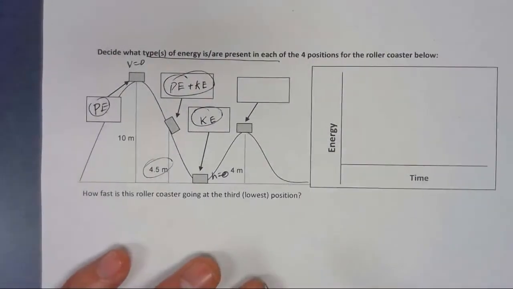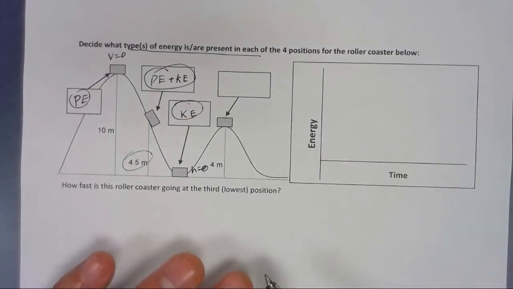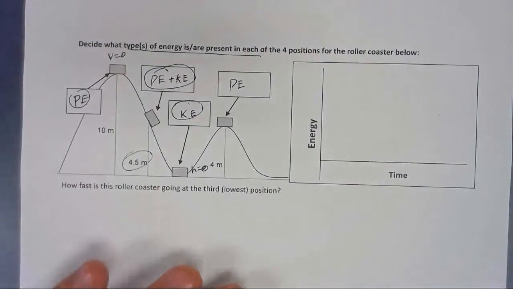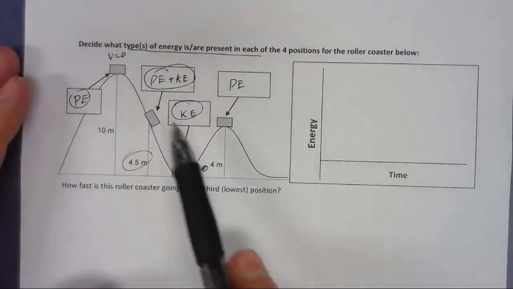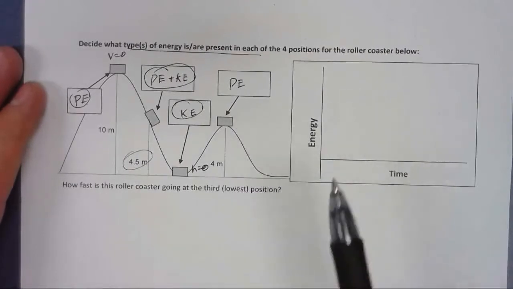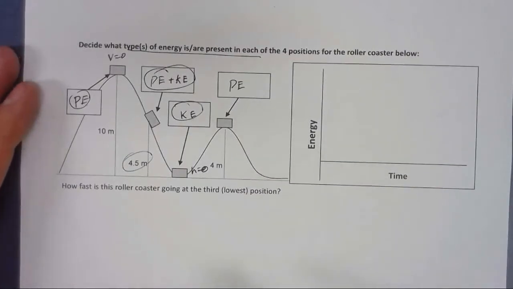This one is the hardest one for students usually. Many students will simply say potential energy right here. And the reason they say potential energy is because this was the top of a hill. Therefore, since this is the top of a hill, it must be potential energy.